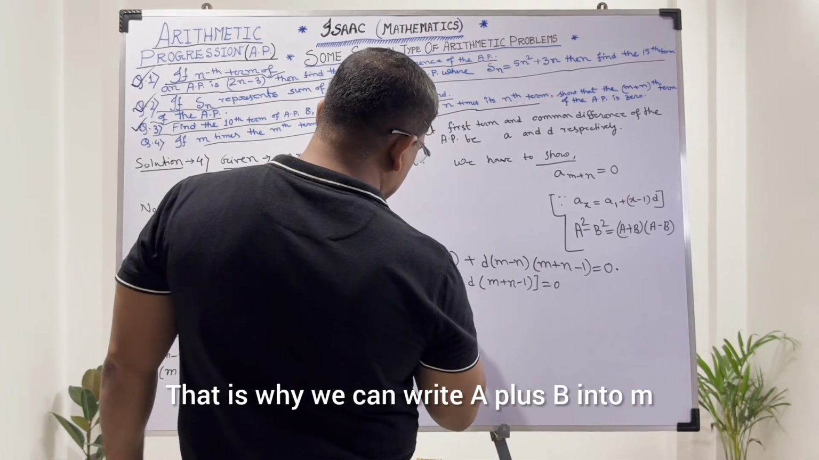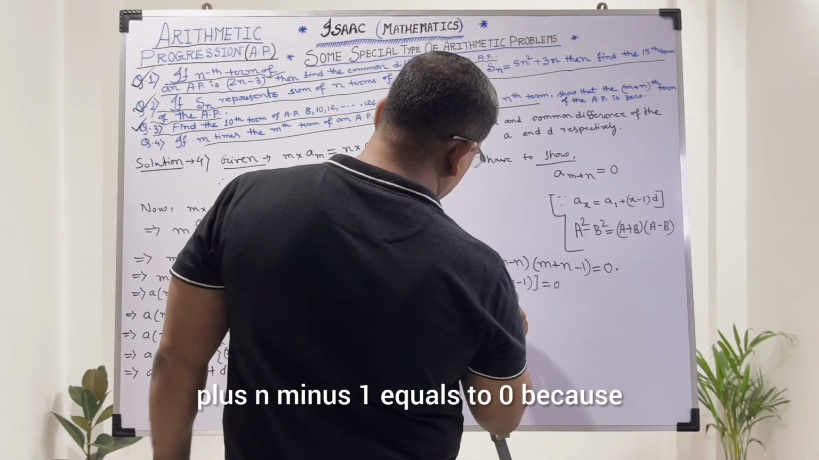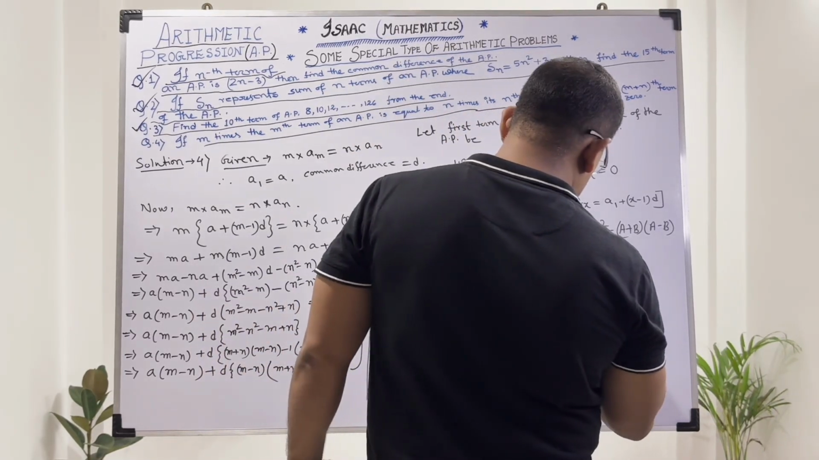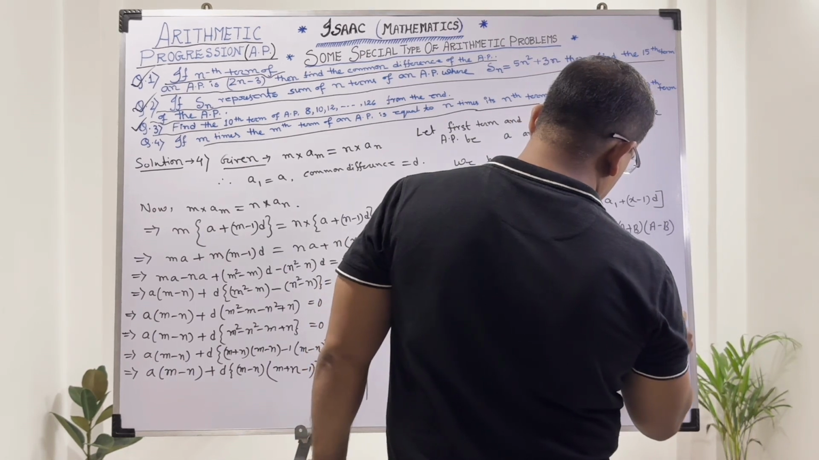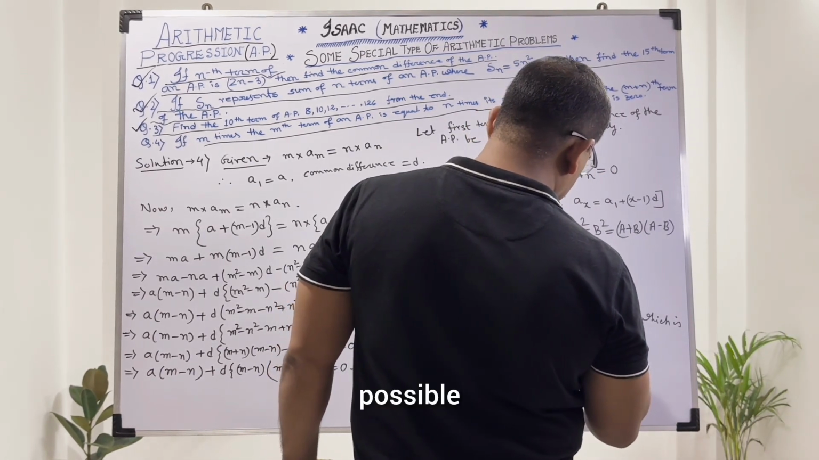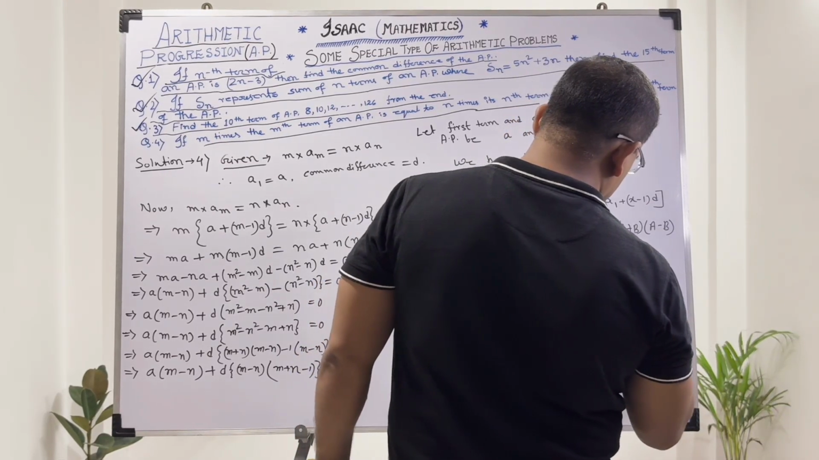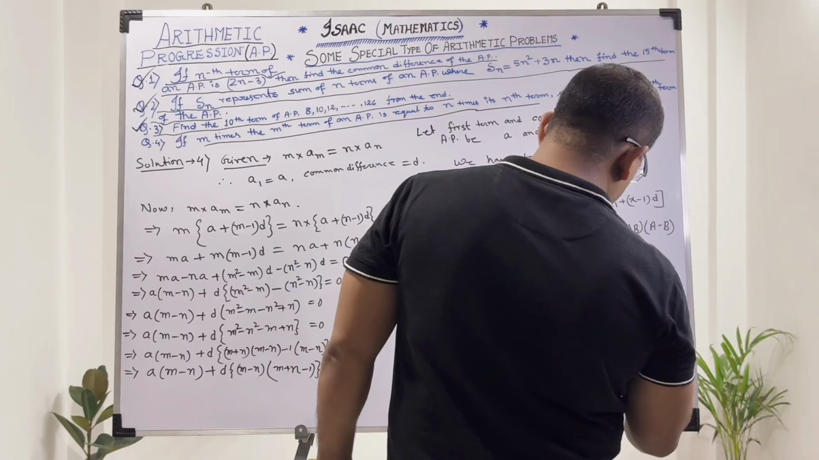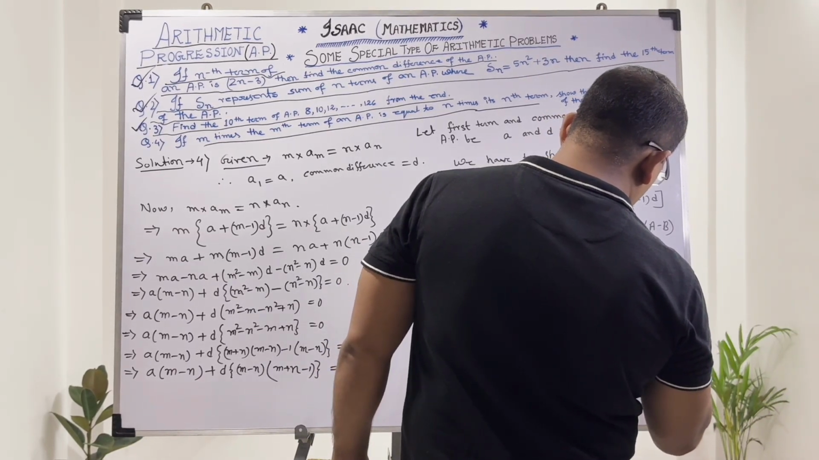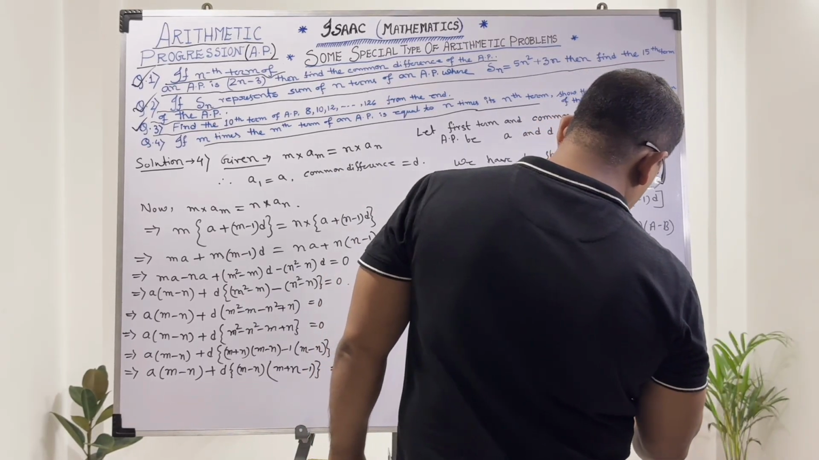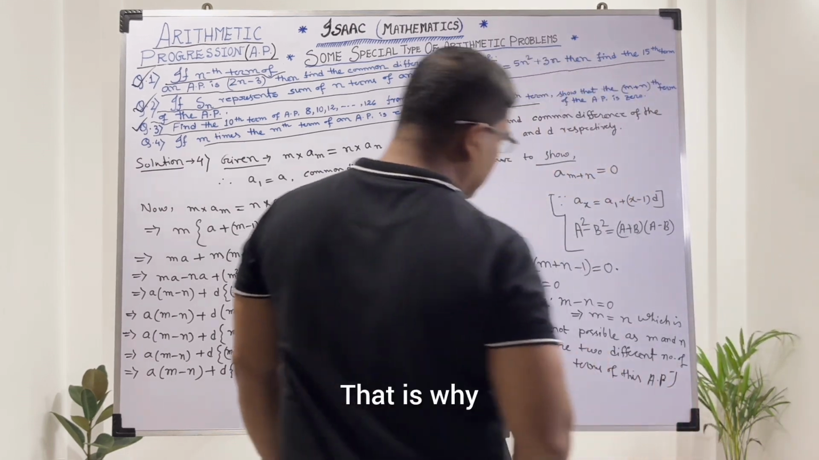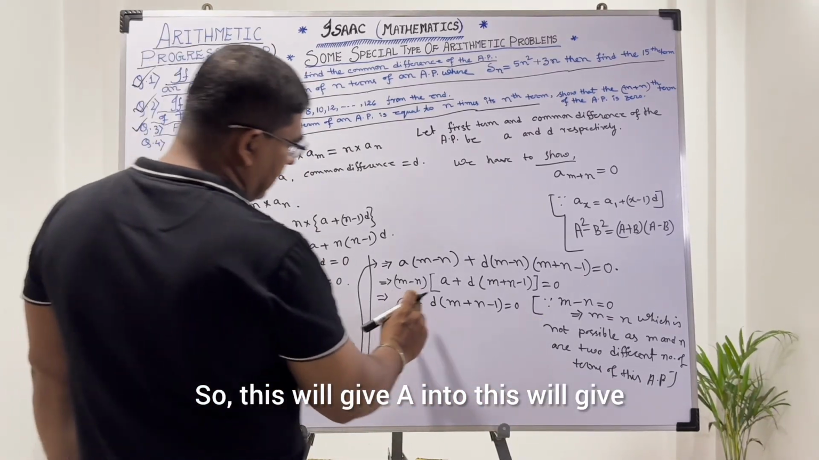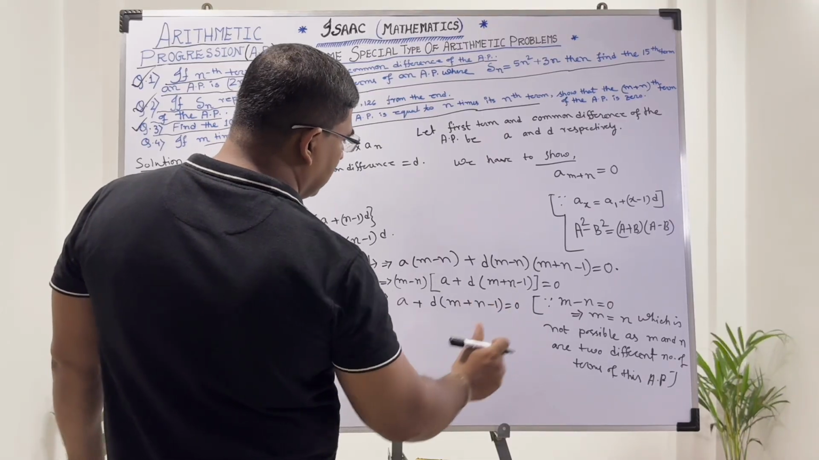That is why we can write a plus d into m plus n minus 1 equals 0, because m minus n equals 0 implies m equals n, which is not possible as m and n are two different numbers of terms of this AP. That is why we cannot consider m minus n equals 0. So this will give a plus d into m plus n minus 1 equals 0.